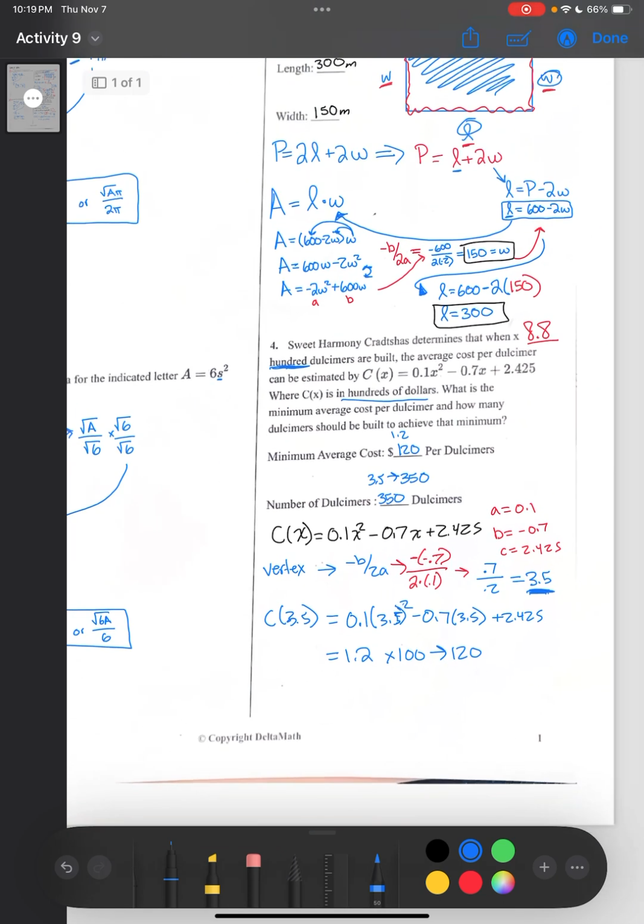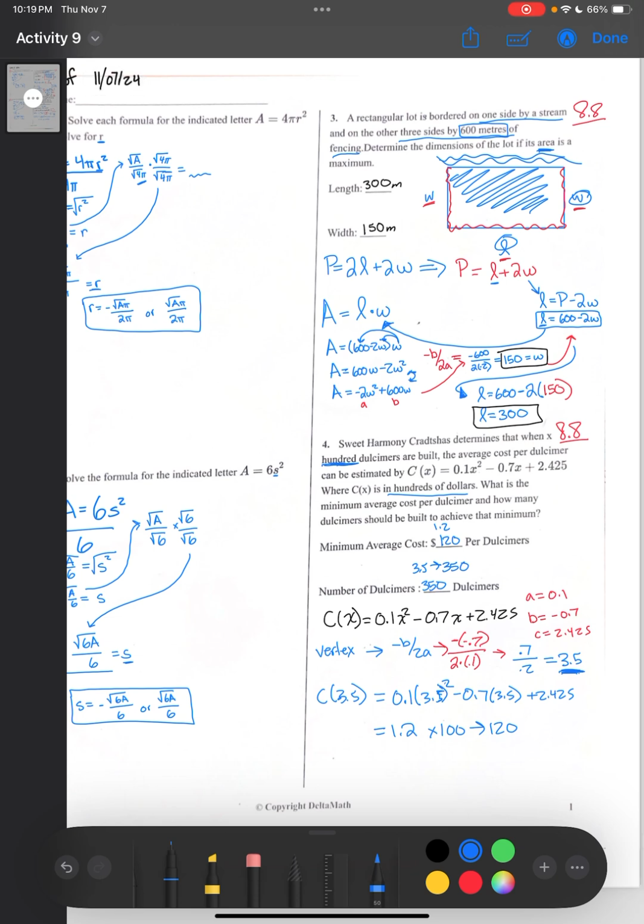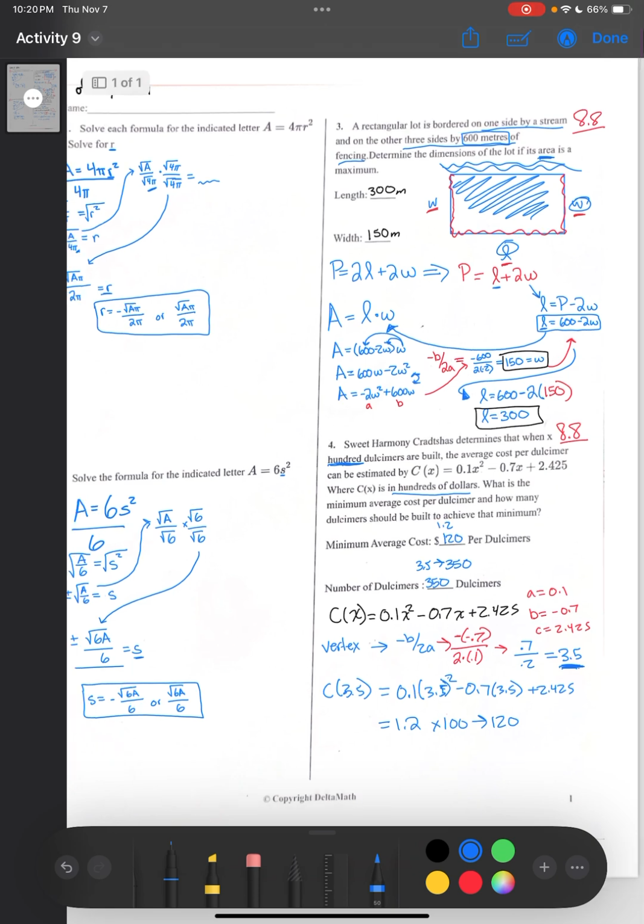Again, it is very similar to number 3. I would highly recommend going over 8.8 as much as you can. Again, I'm going to send you all some videos that can help you see different ways to do these problems, and also some more practice problems.